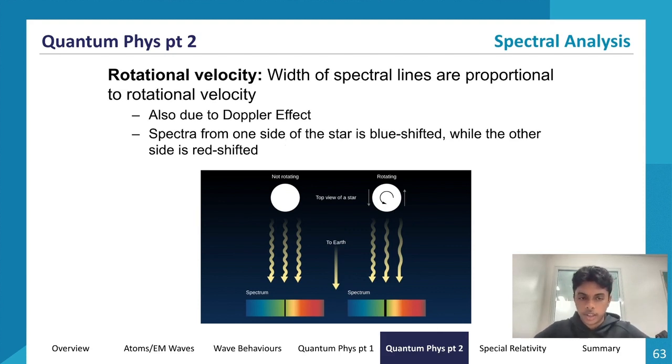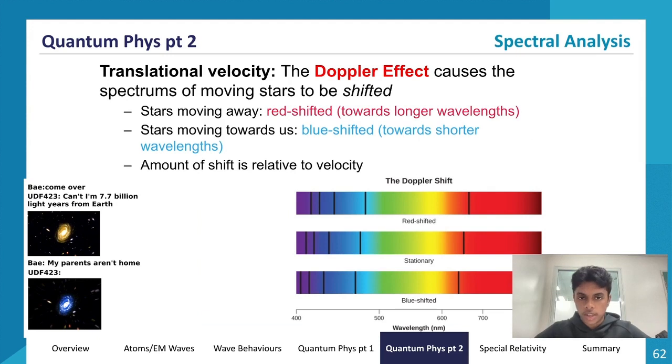So that's rotational velocity. In terms of translational velocity, that's where the entire star is moving. If a star is moving closer to Earth, it becomes blue shifted because the wavelengths become shorter. So if the star is moving close to us, the wavelengths become shorter, and this is what happens if it becomes blue shifted.